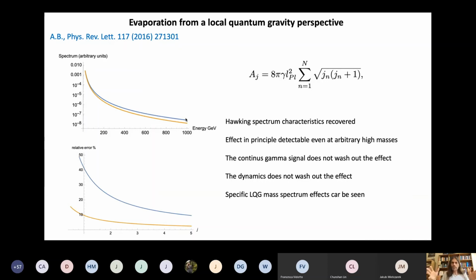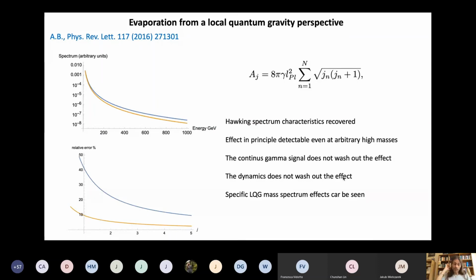But the good news is that even when you take that into account, you can discriminate the line from the background, and the dynamics also does not wash out the effect when you time integrate. Because of course, at a given time, the spectrum is very well defined. But when you integrate over time, the lines are also displacing themselves. But hopefully, this does not wash out the effect.